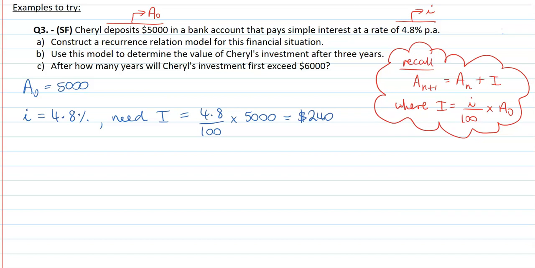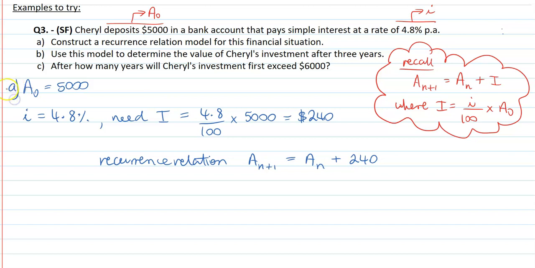Alright, so now we can put together the recurrence relation. So using the format A(n+1), whatever her balance is previously or currently, we'll add on $240 to get to the next balance at the end of each year.